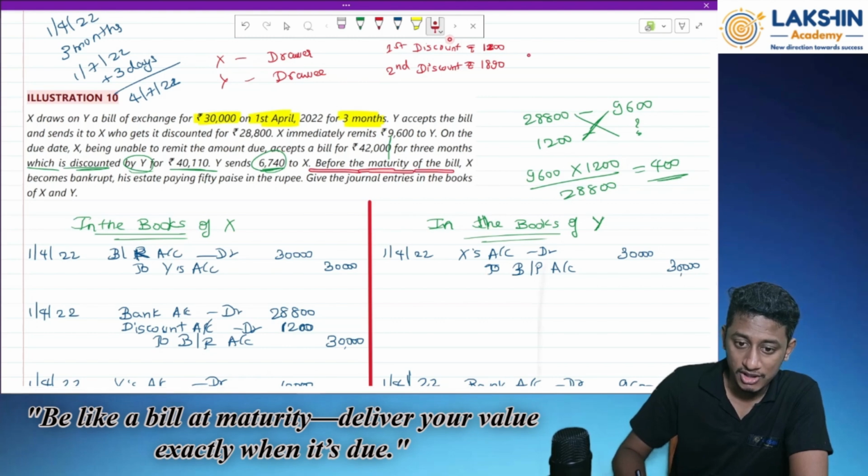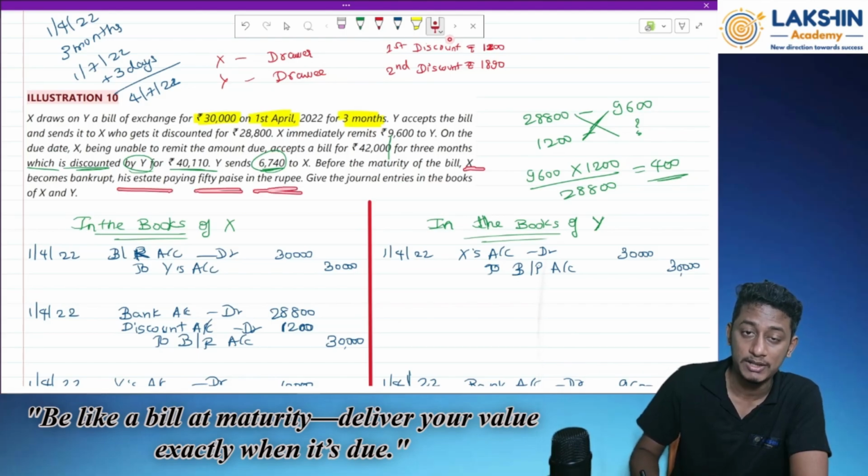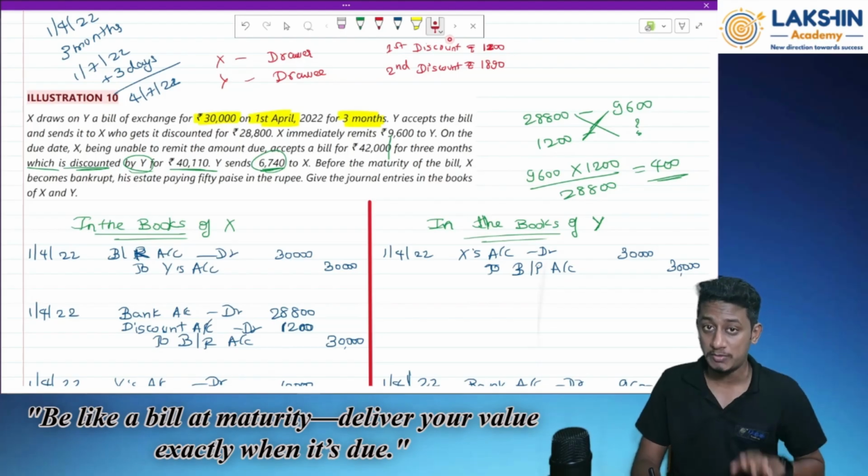Before the maturity of the bill, what has happened? Mr. X has become bankrupt and his estate was able to pay only 50 paisa in a rupee. So what does 50 paisa in a rupee mean?